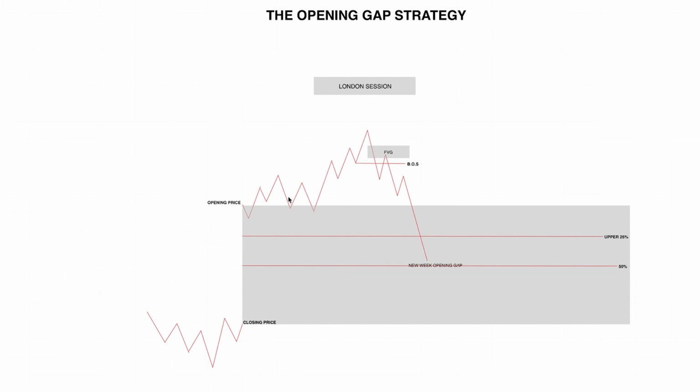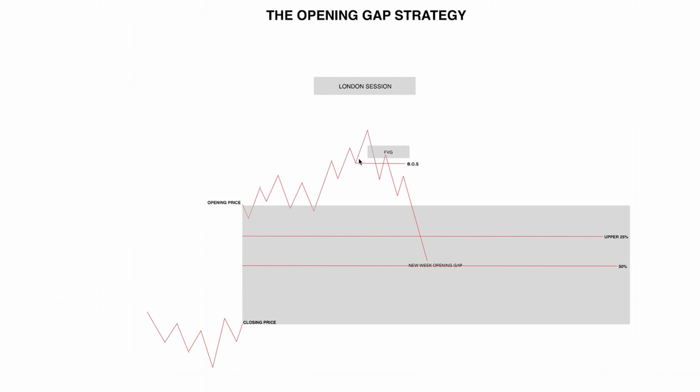The next step is to wait for a key time of day where we anticipate price runs to happen. That could be the London session, the New York session, the AM session, or the PM session. Typically what you are going to find with new week opening gaps primarily is that the London session is going to provide the move for the gap closure, but that also depends on how relatively close the gap is in relation to where price is currently trading.